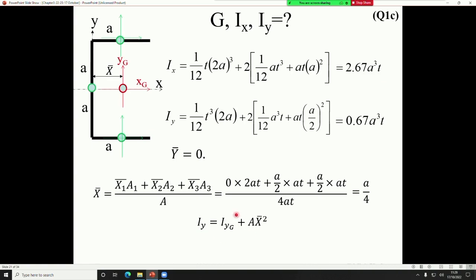I repeat. At the moment, I found the second moment of area with respect to the y-axis. Say if I was told to find it with respect to this axis. In that case, I've already got this. The total area is 480. I multiply it by x bar squared, which I found just now, a over 4 squared. You can easily use this equation to find it with respect to this axis. Any question?